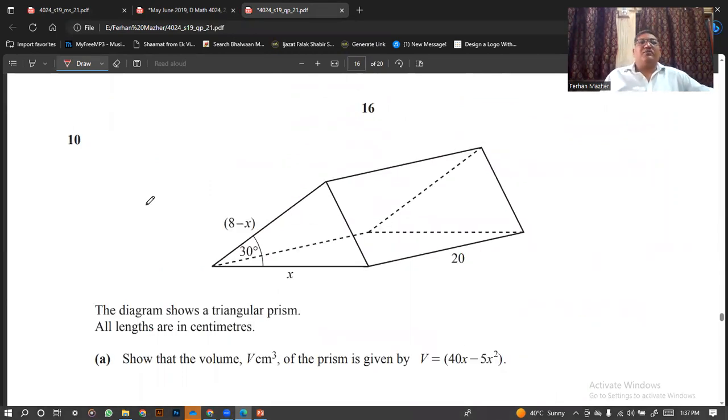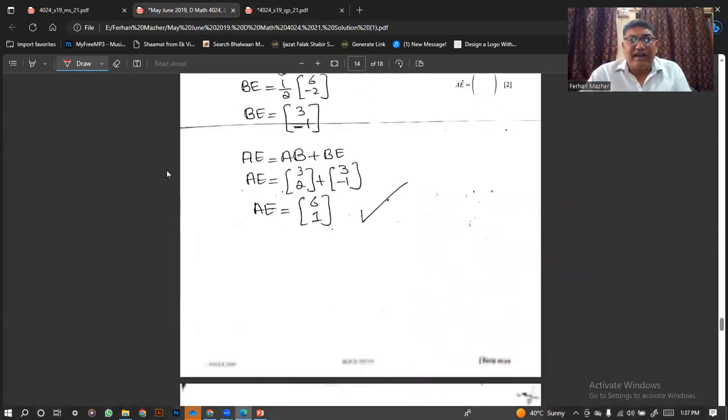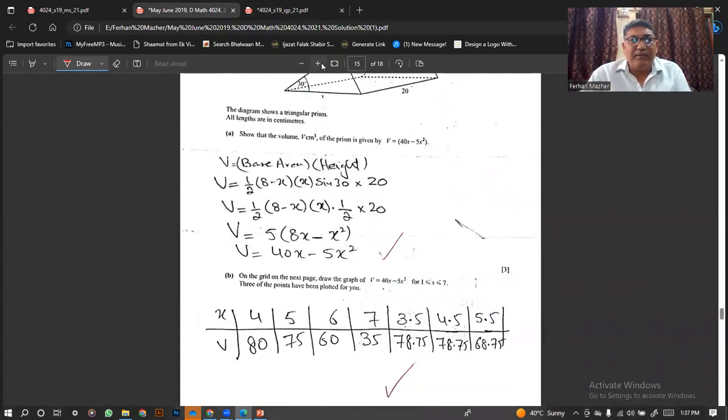So on your screen, question number 10 is showing up. The diagram shows a triangular prism. All lengths are in centimeters. Show that the volume V centimeter cube of the prism is given by V equals 40x minus 5x square. You know how you find the volume of a prism? You find the area of its base and you multiply it with the length of the prism. Okay, I can find the area. The base is a triangle, its two sides and included angle is given, so I can find out its base area.